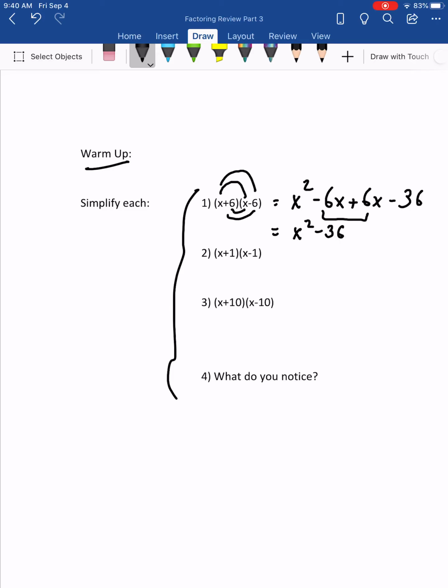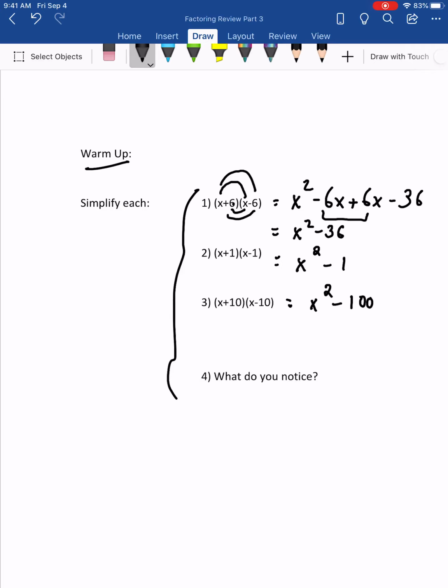Okay, number 2, you should have had x squared minus 1. Number 3, you should have had x squared minus 100. All right, so number 4, what did you notice? Well, what I was looking for here was for you to observe a pattern. In number 1, we had a positive 6 and negative 6, right? Number 2, a positive 1 and a negative 1. Number 3, a positive 10 and a negative 10, okay?